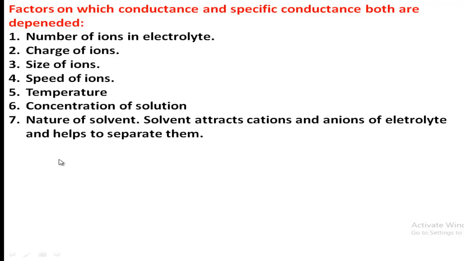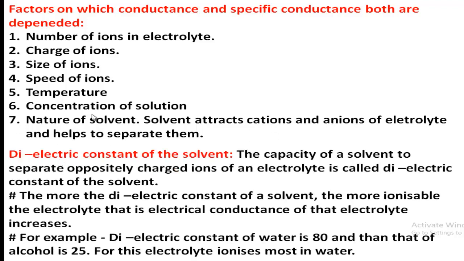Here is one piece of information you should know, that is the dielectric constant of the solvent. What is dielectric constant? The capacity of a solvent to separate oppositely charged ions of an electrolyte is called the dielectric constant of the solvent. And the more the dielectric constant of a solvent, the more ionizable the electrolyte, that is, the electrical conductance of that electrolyte increases.